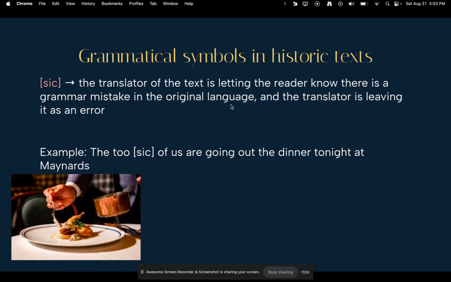So if you ever see this on a primary source, it means that the translator of the text is letting the reader know there is a grammar mistake in the original language, and the translator is just leaving it as an error. So for an example, the two of us are going out to dinner tonight at Maynard's. You would see that "two," right, is the wrong kind of two. It should be TWO. But maybe this was translated and the translator wanted to keep it with the spelling mistake. So they would put the SIC mark to indicate that they left it as the original language.